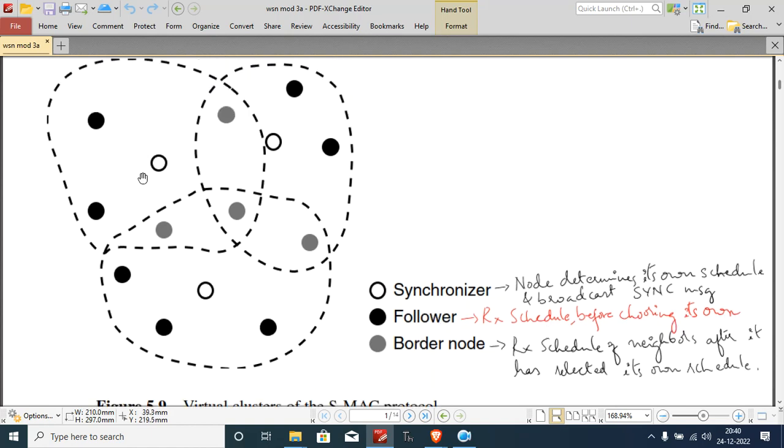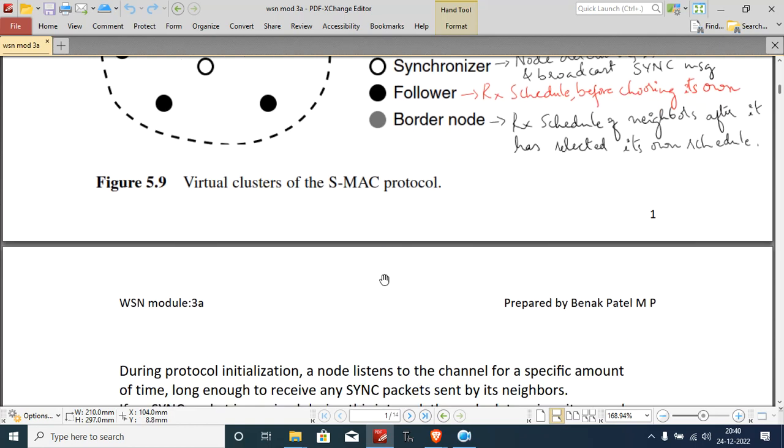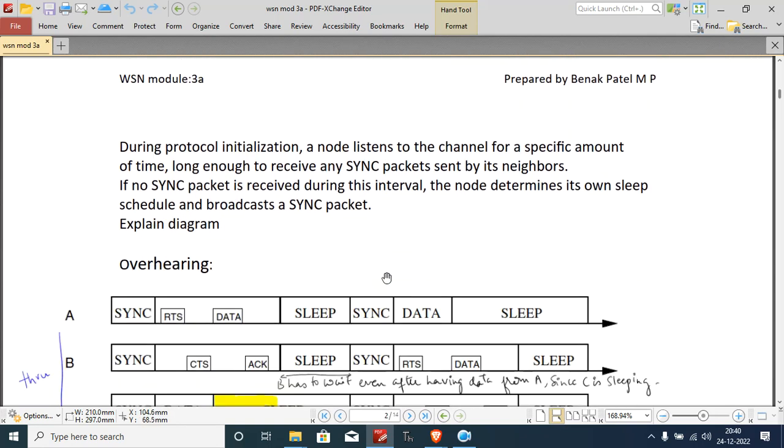These nodes that are black in color are the followers, and then we have these border nodes, which are the nodes that receive a schedule from the neighbor nodes after having selected their own schedule. First of all it would have selected its own schedule, but along with that it receives its neighbor's schedule also, and that is how border nodes are created. So these are the virtual clusters of the SMAC protocol. The next concept is overhearing, and we'll be going through that in our next video.